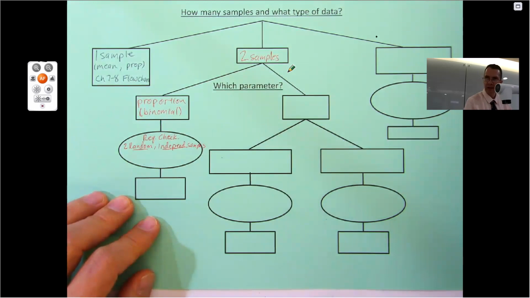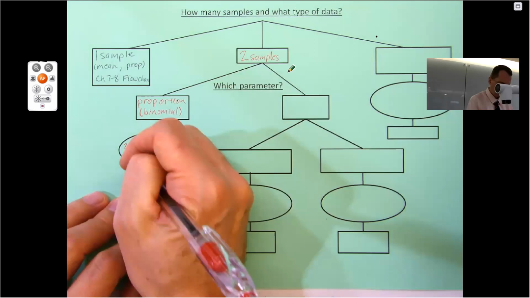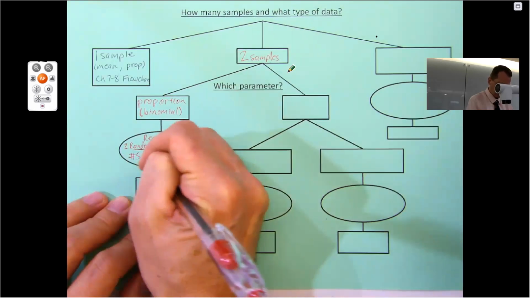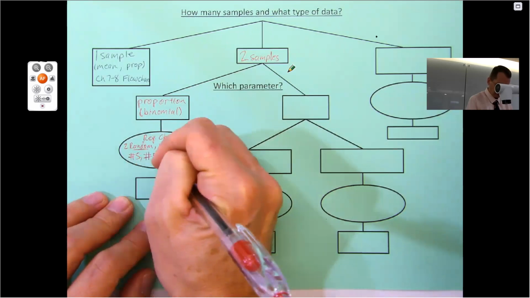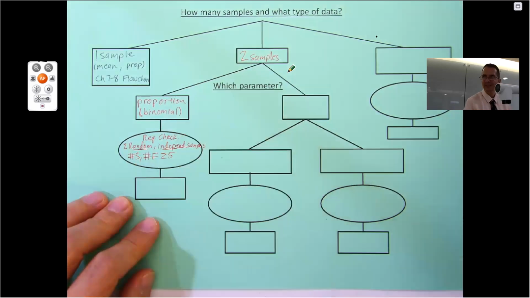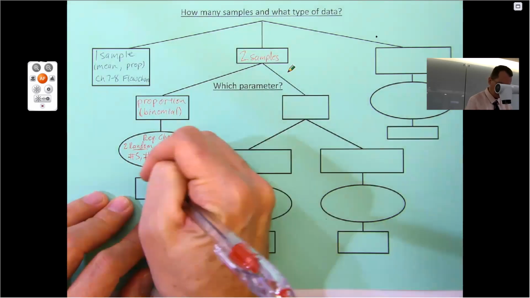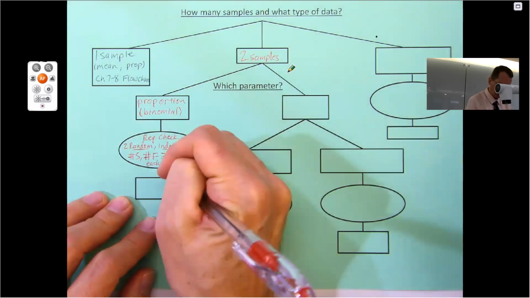And what else do we need? Randomization, yep. And the number of successes and the number of failures are greater than or equal to 5 on each sample.